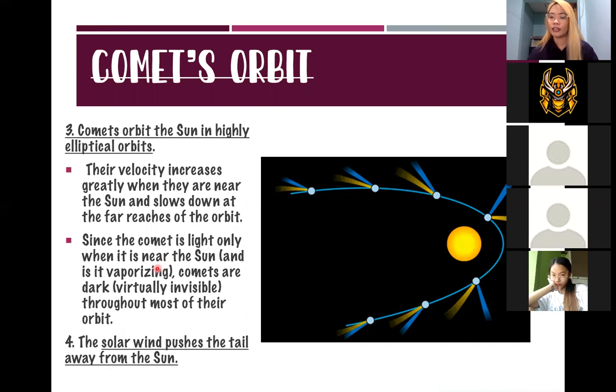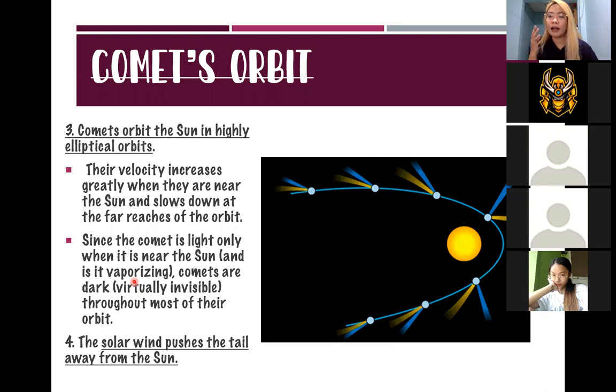That's the reason why it looks like it is shining or it has its own source of light. But when it is far from the sun and the ice is not melting or there is no light that is reflected on the ice, a comet is virtually invisible. It's very difficult to see them. And that is one of the dangers of a comet. Hindi mo siya nakikita at makikita mo lang siya kapag malapit na siya sa'yo.